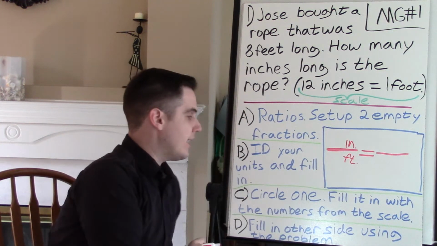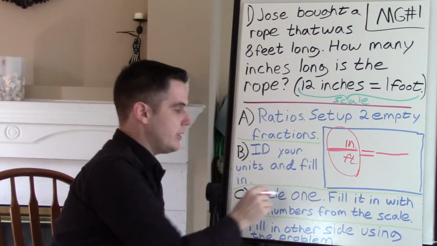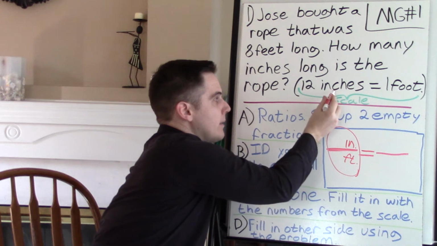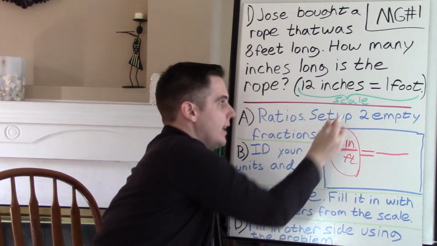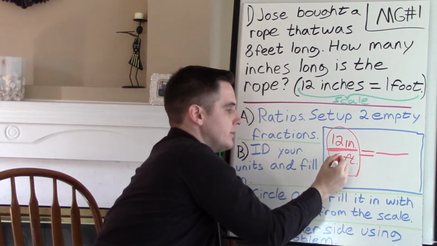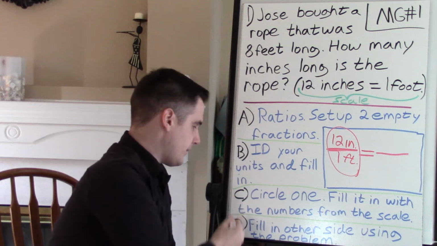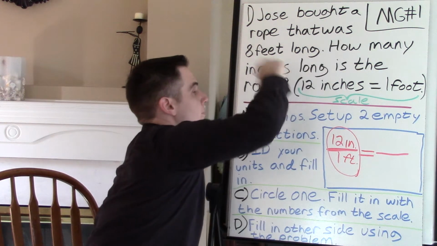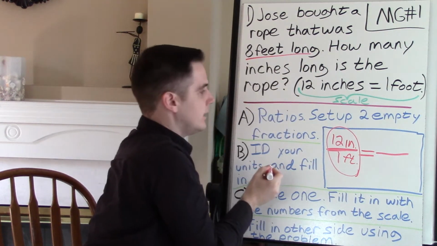Okay, step C. Circle one of the fractions, and fill it in with the numbers from the scale. So we put inches on top. The scale says 12 inches, so we put a 12. The scale says 1 foot, so we put 1 right there by feet. That's step C. Step D, now fill in the other side using the problem. So in the problem we see it says 8 feet long.